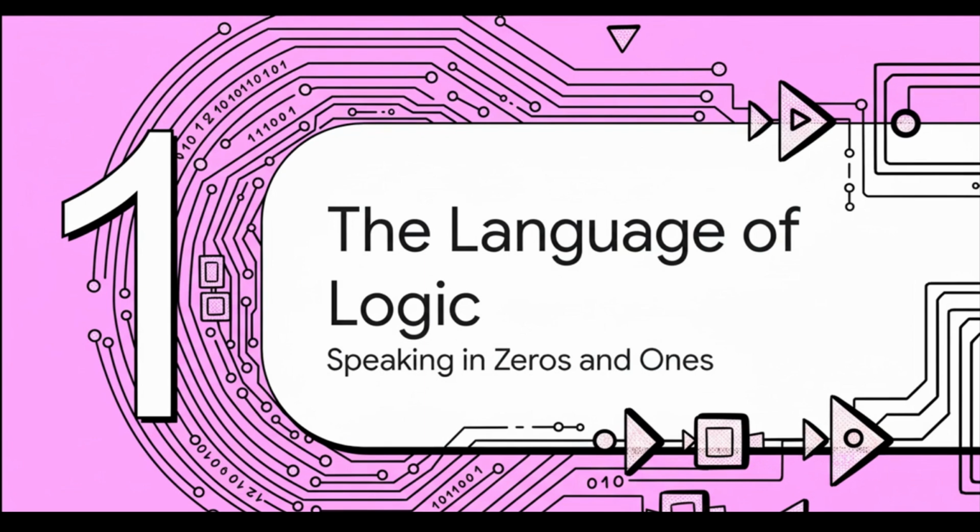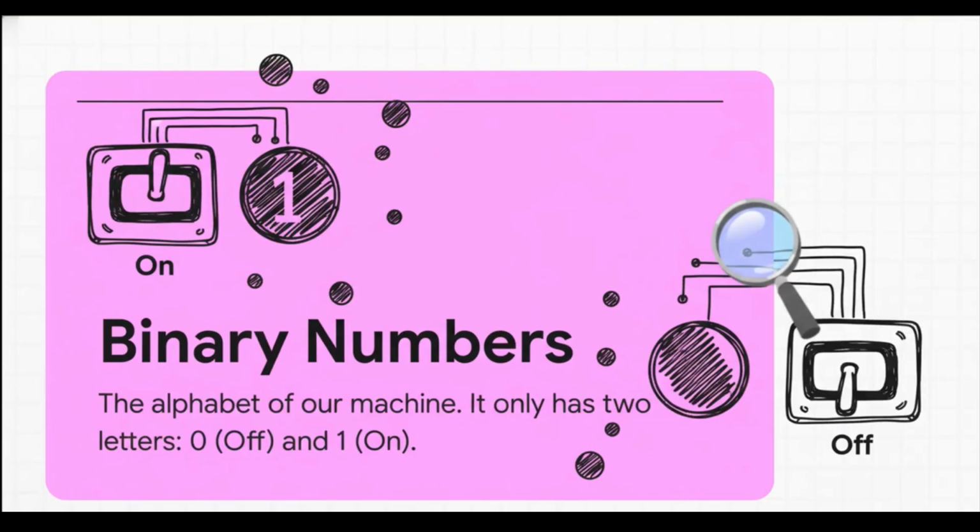Okay, first things first. Before we can build anything, we need a language, a way for our machine to represent and understand information. This is where we learn to speak its native tongue. You know, the language of computers is probably the simplest one you could possibly imagine. It's called binary. It only has two letters.